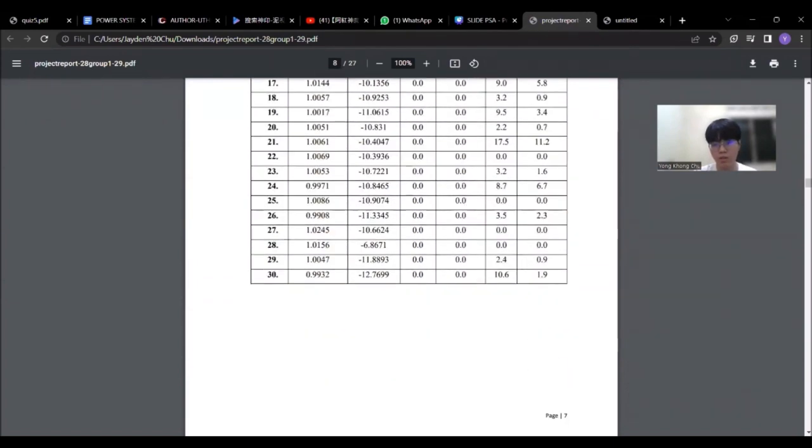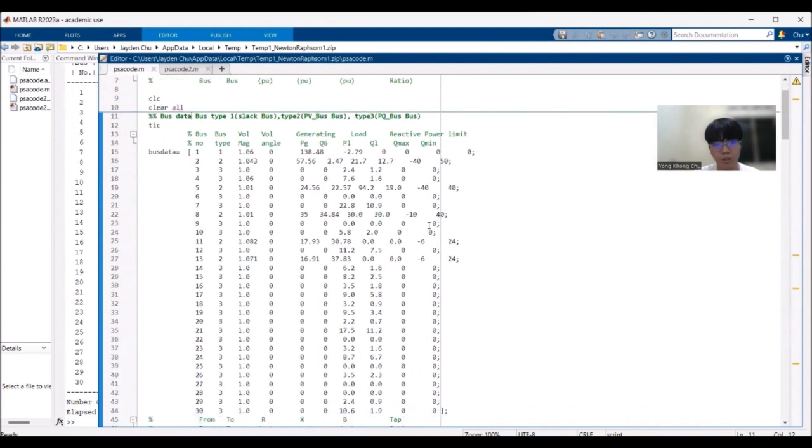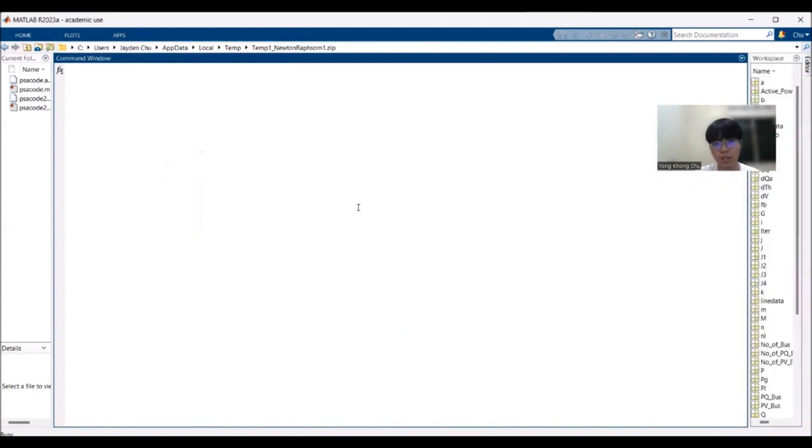Through the result, we also use MATLAB. We use the MATLAB platform to show that the result we get from the reference is accurate. This is a MATLAB code that we found on a website, and we also changed the generating load with the power limit to match our reference. So we start to simulate, and we will show the initial result.